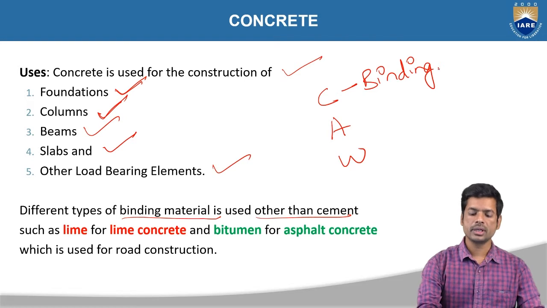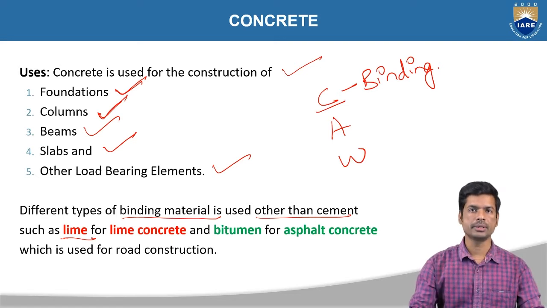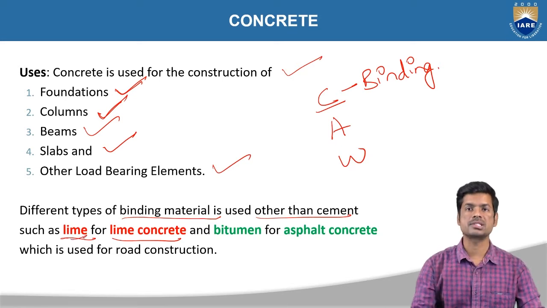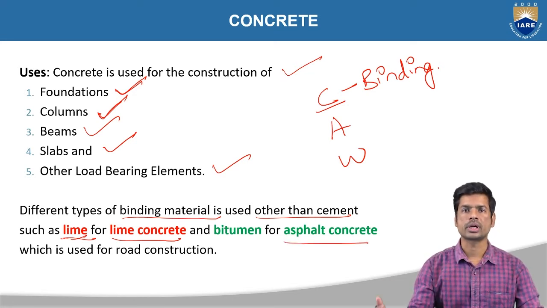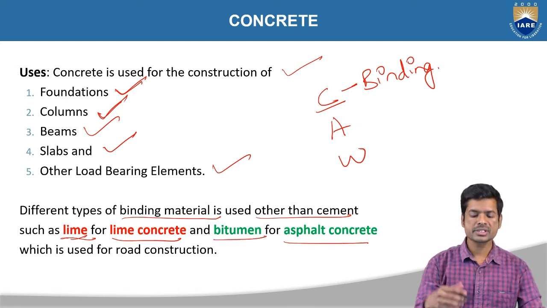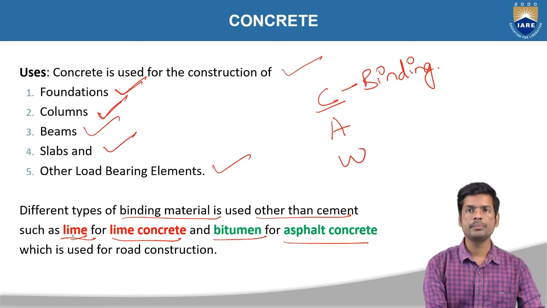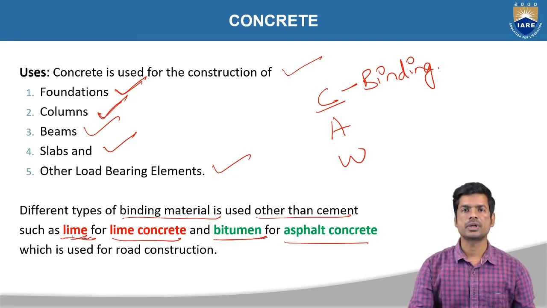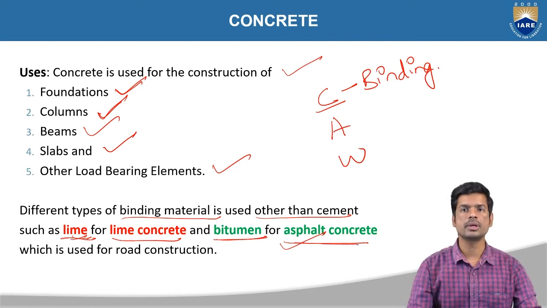Instead of cement, we can use different binding materials, that is lime. To prepare lime concrete we use lime as a binding material. For preparing asphalt concrete, which is used in road construction or pavement construction, we can use bitumen as a binding material. Lime is for lime concrete and bitumen is for asphalt concrete. These are the different types of concretes, and asphalt concrete is one of the major concretes used in road construction.